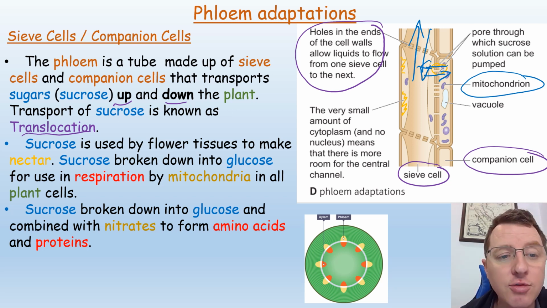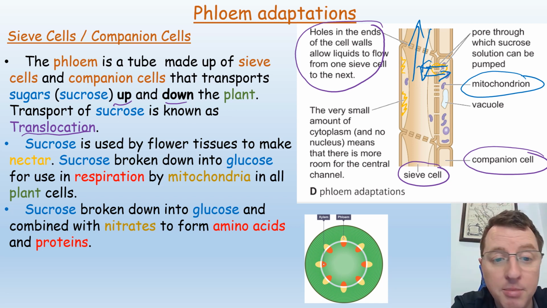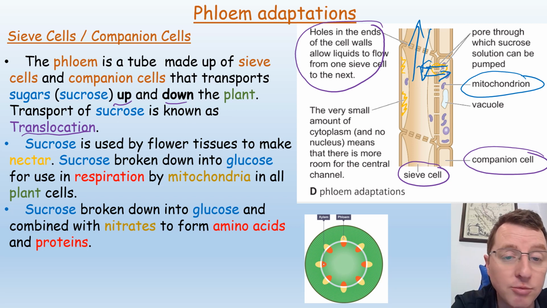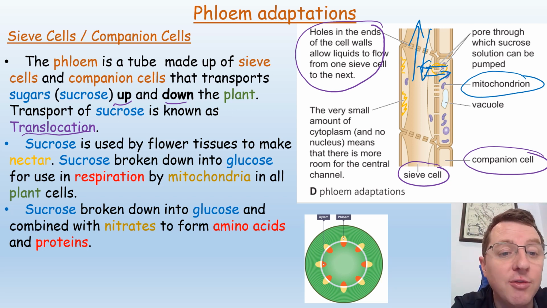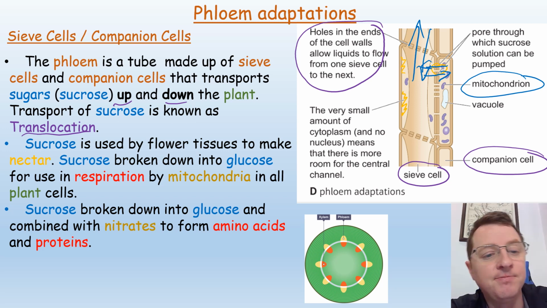So why do we need to transport sucrose around the plant? Well, the sucrose is used by flower tissues to make nectar, so that's why we have to transport sucrose up the stem towards the flowers. The sucrose can be broken down into glucose and used in respiration by the mitochondria found in all plant cells, and in particular the companion cells and also root hair cells, which both need to carry out a lot of active transport and so need the energy released from respiration.